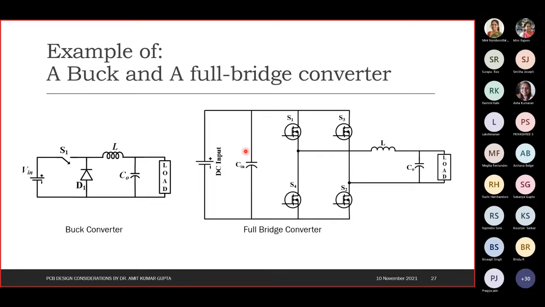Okay, so let us take an example of a buck converter as well as a full bridge converter. I'll just take my stylus. One second. Some interesting things I would like to present here.